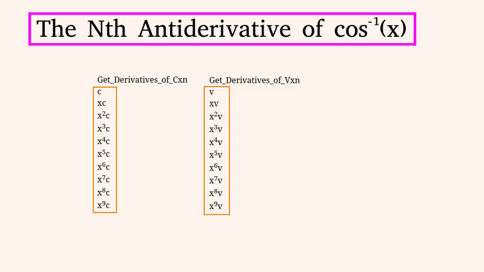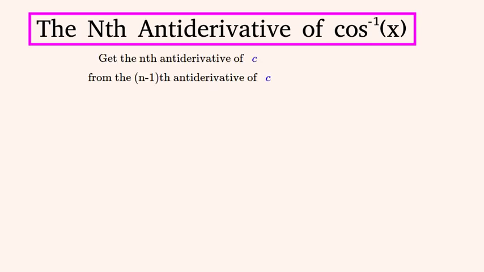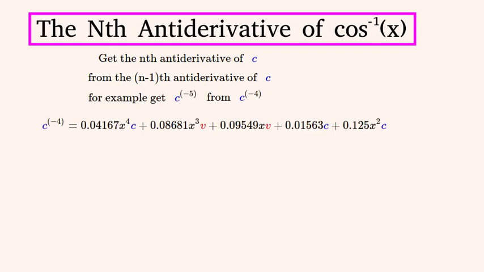So then we can use the data in these tables to calculate a table containing the nth antiderivative of the inverse cosine function. So now to look at how we can use the data in these tables to find the nth antiderivative of c. We'll look at an example. We'll get the fifth antiderivative of c from the fourth. So this is what the fourth antiderivative is. We'll get its antiderivative one term at a time and add them all together.